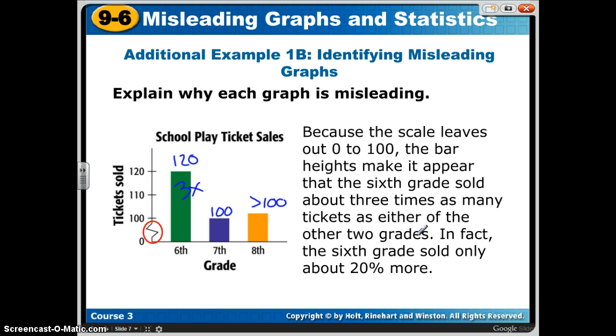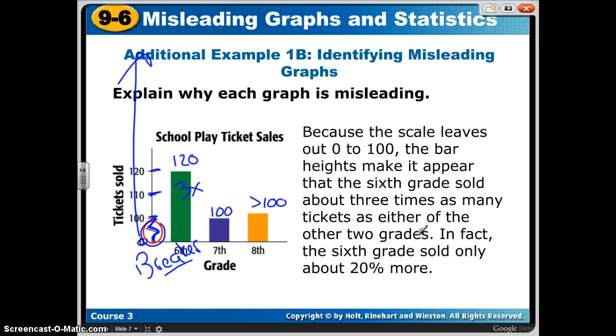The reason this is misleading is because they use what we call a breaker, B-R-E-A-K-E-R. They used a breaker to represent a whole bunch of data between 0 and 100. Breakers are used to get to the data values that you actually need to get to. Because the 6th, 7th and 8th graders sold between 100 and 120 tickets, they didn't want to start at 0 and go to 10, 20, 30, 40, 50, because the graph would get gigantic. So they started at 100, showing that there was a big break in the data between 0 and 100, and then the gaps between 100, 110, and 120 were consistent.